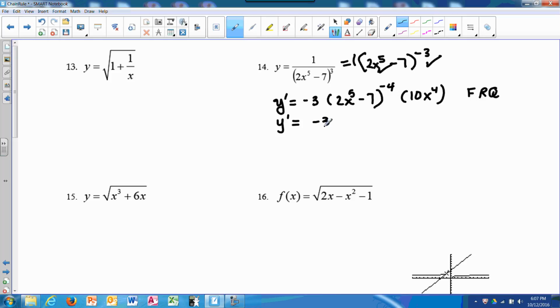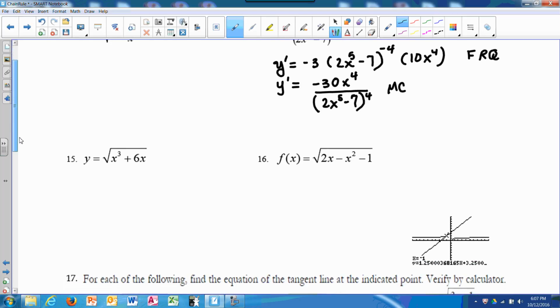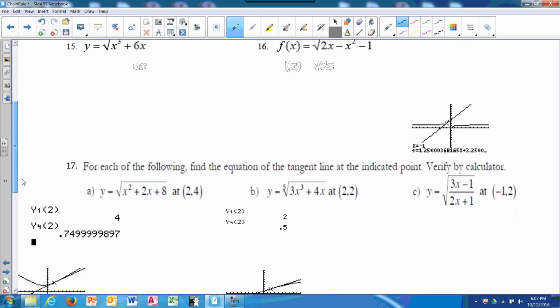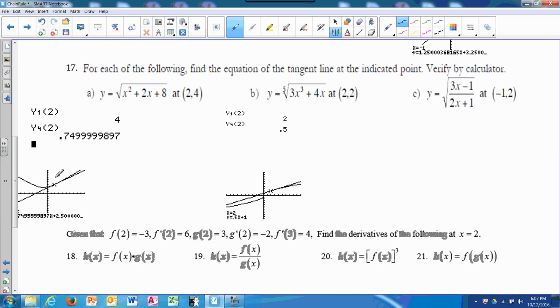So we've done the outside. Now we're going to do the inside, and the inside is 10x to the 4th. That would be my FRQ answer. For my multiple choice, the negative 3 times the 10 makes negative 30. X to the fourth is a positive power, stays in the numerator. But we have a quantity to the negative 4 power, which we need to move to the bottom.